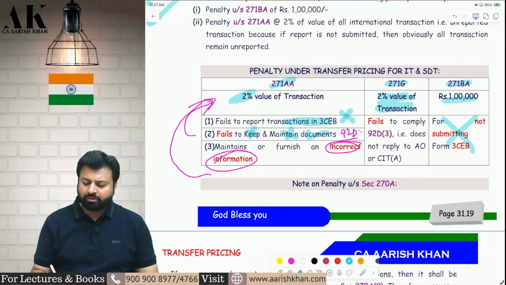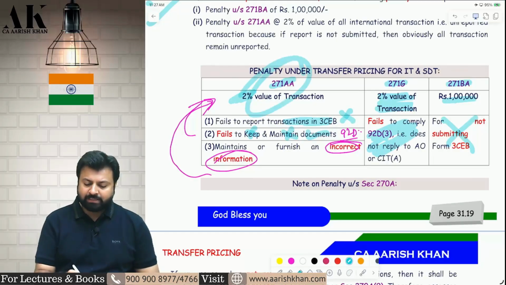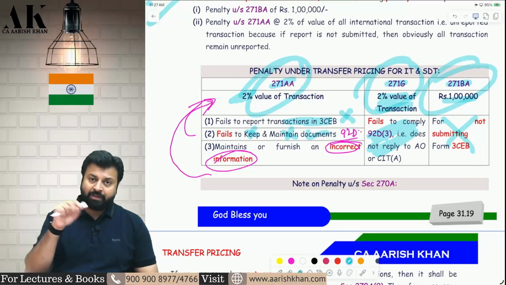And if you don't give in 40 days also, then there is a penalty of 2% of the value of transaction. And all these penalties are over and above each other. A person can be imposed with 271AA also, 271G also, 271BA also.